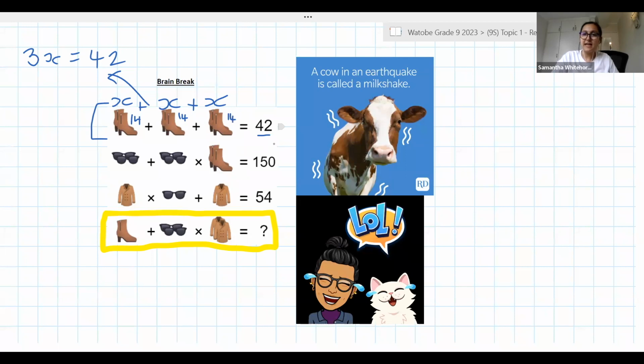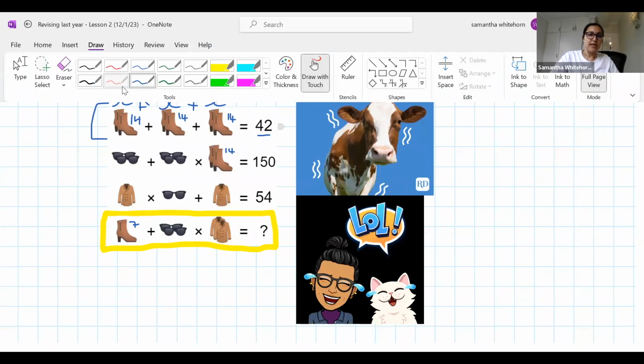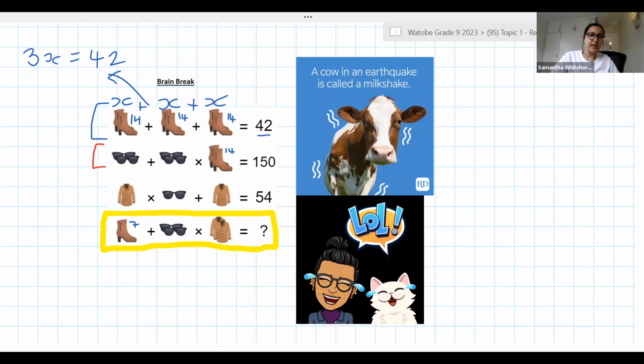Exactly. If we add 14 3 times, we get 42. Very importantly, Shaham's told us that 1 boot is worth 7. So in this last expression, that 1 boot by itself is 7. If you've got 2 and you only have 1, if we halve it, we get the value of 1. Emmanuel's then put in the chat that 2 sunglasses is worth 10. Let's have a look at that in our next step.